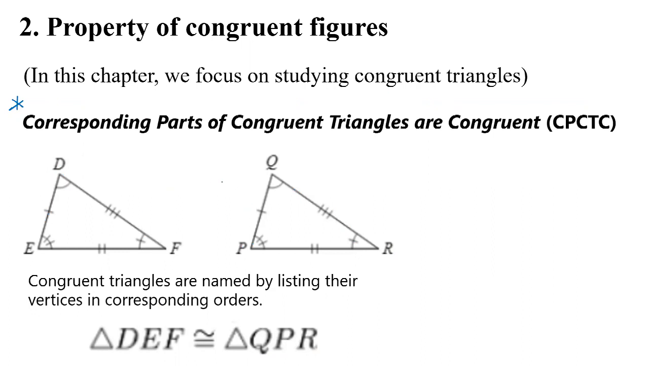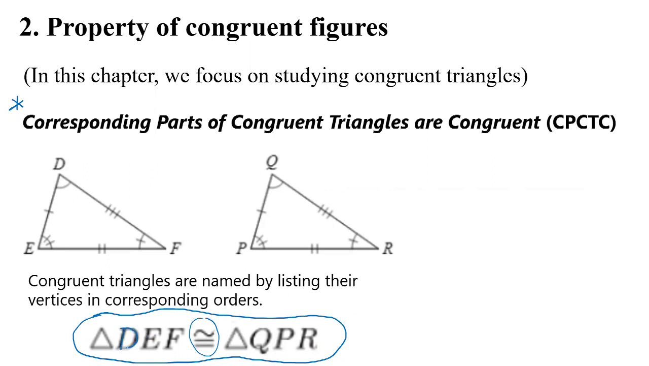These two triangles are congruent, right? If these two triangles are congruent, first of all, we use this symbol here to mark the two congruent triangles. We use this mark here. We say triangle DEF is congruent to triangle QPR. So usually we'll write the triangle, write the vertices in an order.